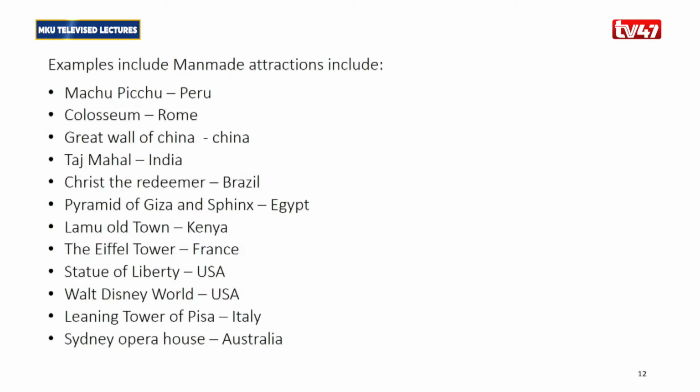And then you have the Colosseum in Rome. This automatically represents a place where you used to have sporting activity. And then we have the Great Wall of China. We have the Taj Mahal in India. Christ the Redeemer in Brazil. Then the Pyramids of Giza and Sphinx in Egypt. And then you have the Lamu Old Town in Kenya.